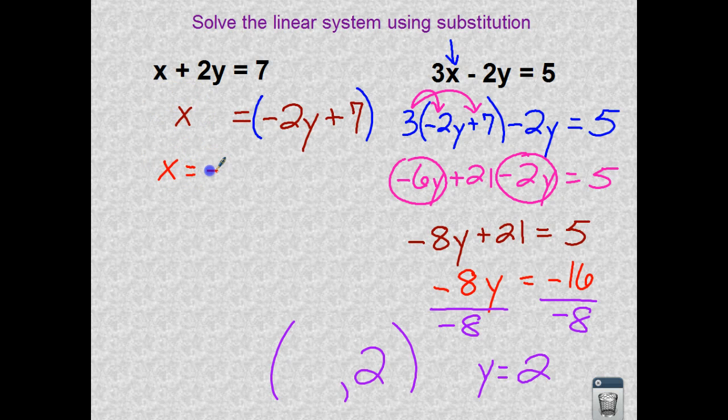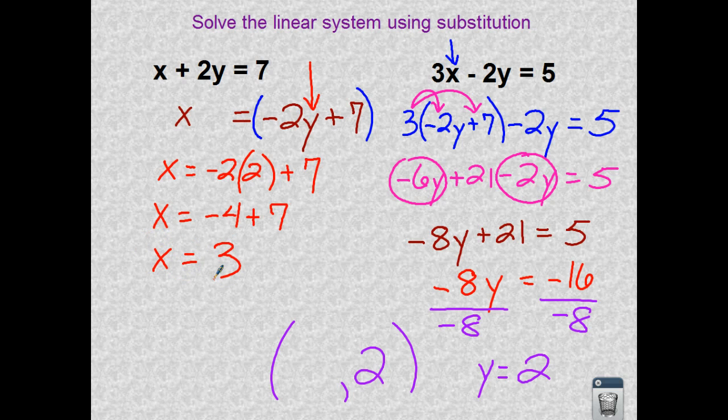So x is equal to negative 2 multiplied by my y, plus 7. So I just took my y equals 2 value and I substituted in right here for the y value because I know if I do my math it's going to spit out my x value. So x is equal to negative 4 plus 7 and x is equal to positive 3. So my final answer would be the solution 3, 2.